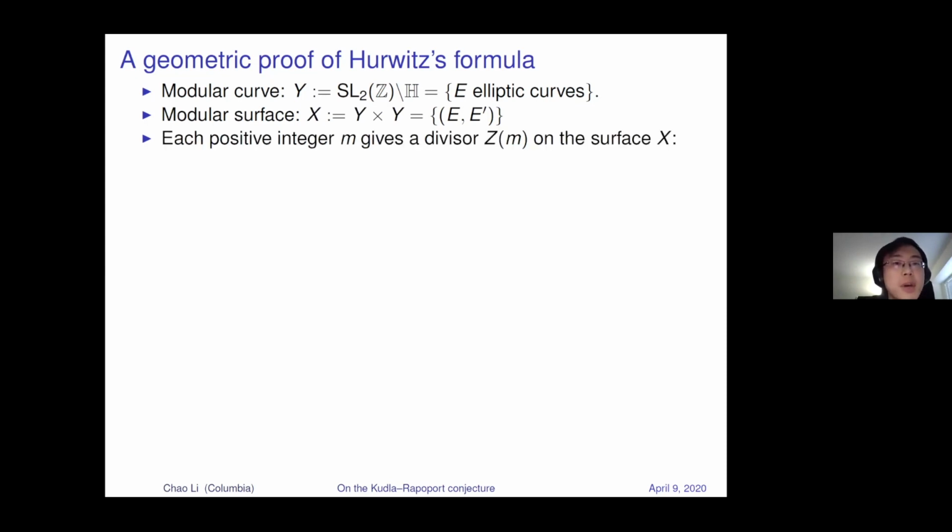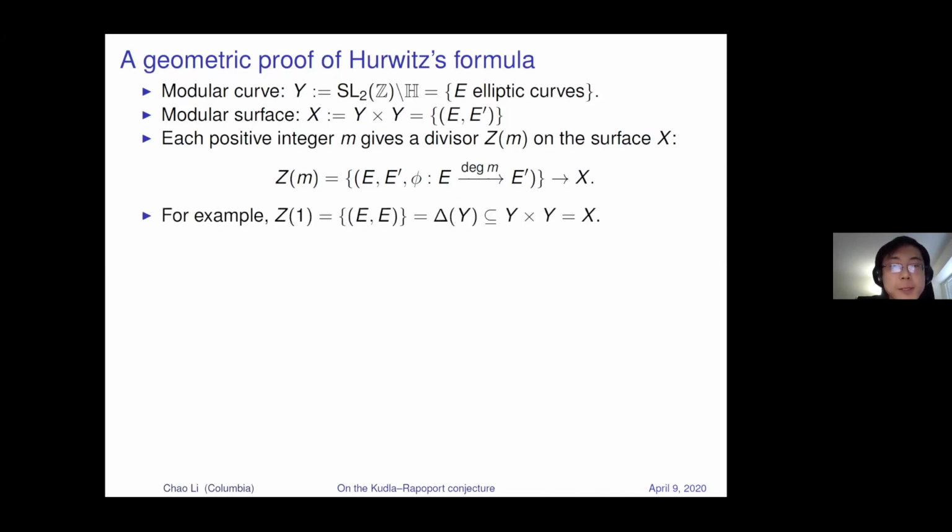What is interesting about this modular surface is that associated to any positive integer m, we have natural special divisors on the modular surface. It's best described in terms of modular interpretation. In order to describe a divisor on the surface, I need to give you an extra condition on the pair of elliptic curves E and E prime. This condition prescribes extra data of an isogeny of degree m between E and E prime. You can see this is a non-trivial condition and it cuts out a divisor on the surface X.